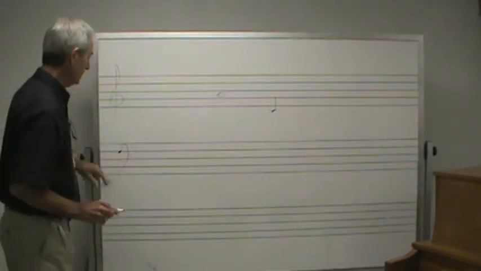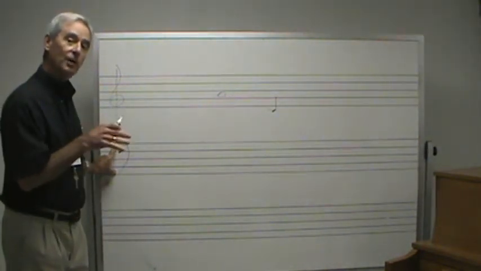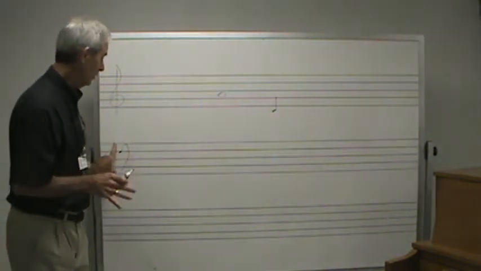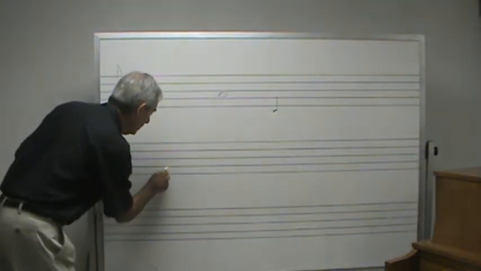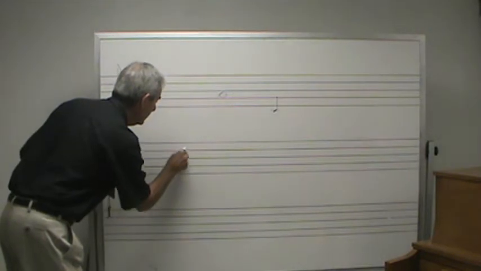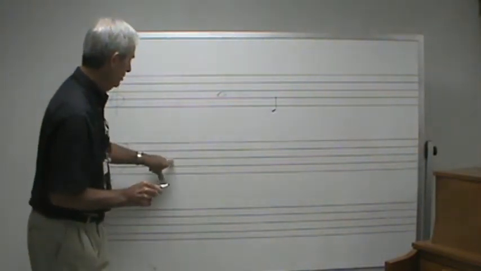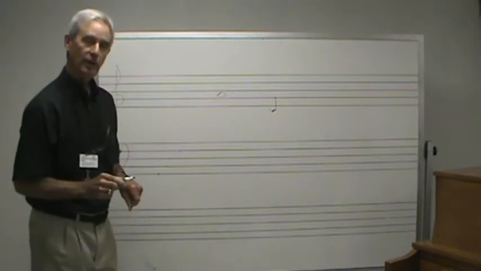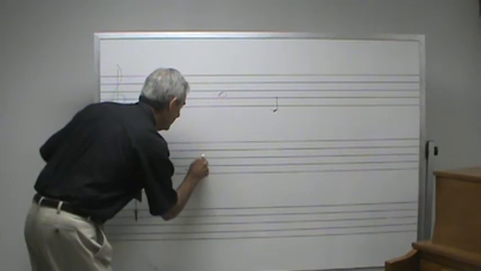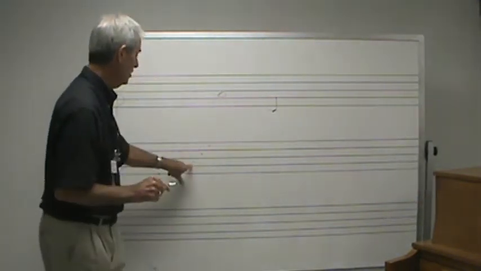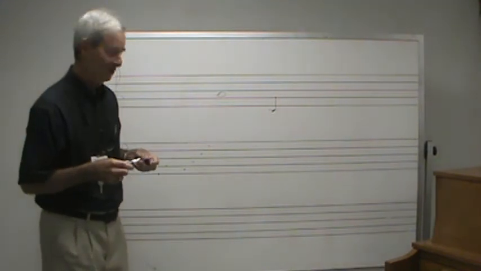Here's the bass clef sign, and all of a sudden these same lines and spaces correspond to different notes of the scale. The lowest line is G, so we have G, B, D, F, and A. Great big dogs fight always. Or the spaces, which are A, C, E, and G. All cows eat grass. You can make up your own acronyms if you like.